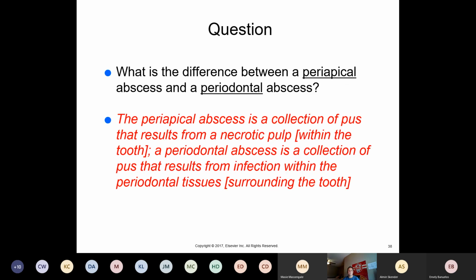So question, what is the difference between a periapical abscess and a periodontal abscess? The periapical abscess is a collection of pus that results from necrotic or dying pulp within the tooth. A periodontal abscess is a collection of pus or exudate that results from an infection within the periodontal tissues that surround the tooth.